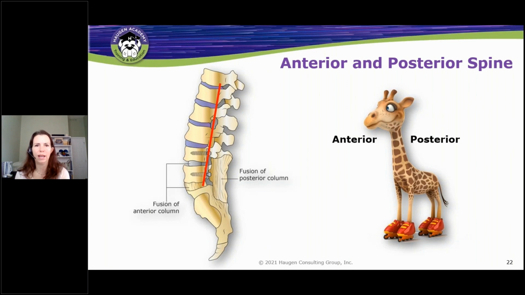So on this slide, you're seeing a real clear distinction between your anterior and posterior spine. The giraffe is shown in the same position as the spine on the left. The red line represents the spinal cord, which is what determines if the fusion is anterior or the posterior column. So anterior towards the front, posterior towards the back.